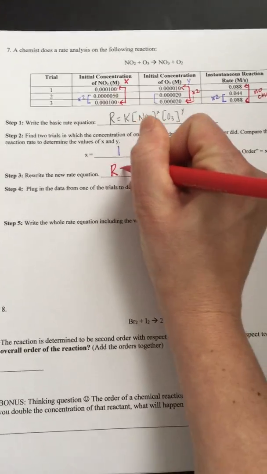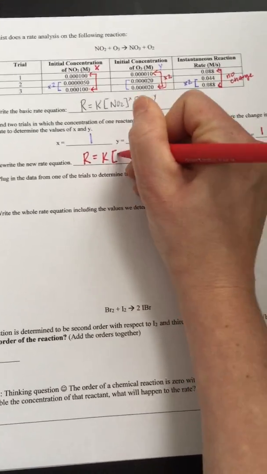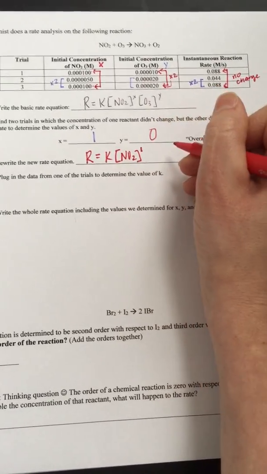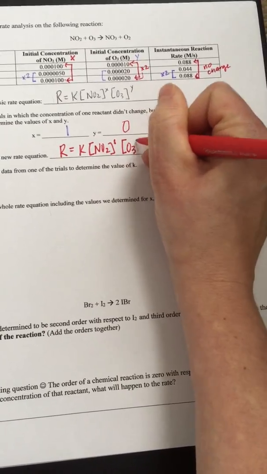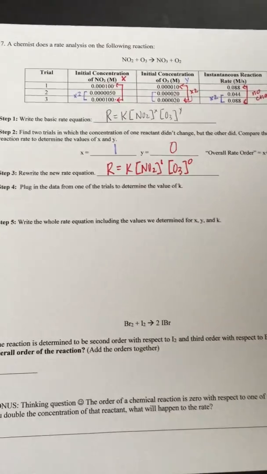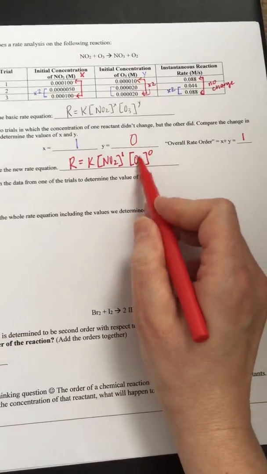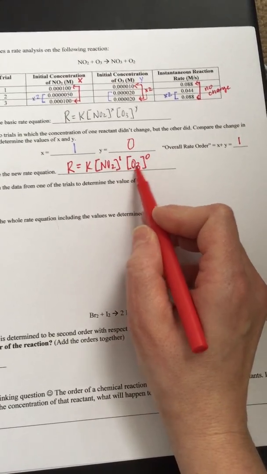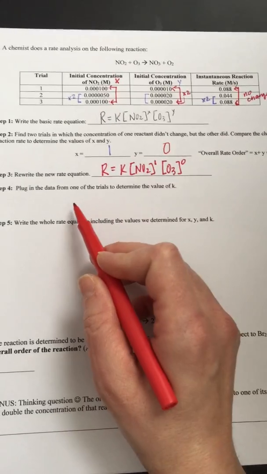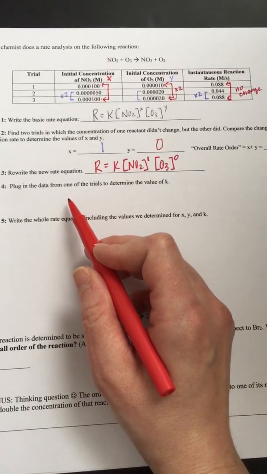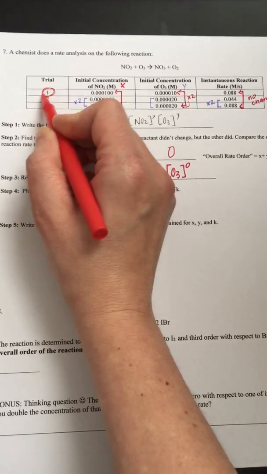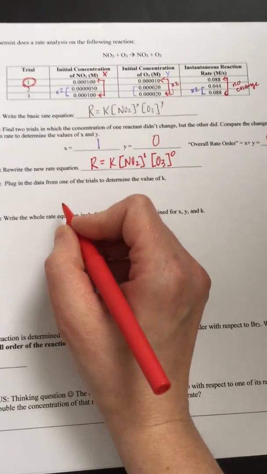If we're going to rewrite the equation, we're going to write rate equals K. We know that our NO2 is now raised to the first, and our O3 is raised to the 0. Actually, anything raised to the 0 is going to be 1. So no matter what we plug in here, it's not really going to affect our equation. Let's go ahead and go to our next step. We're going to plug in the data from one of our trials. So let's just plug in the data from trial 1 to keep it easy.